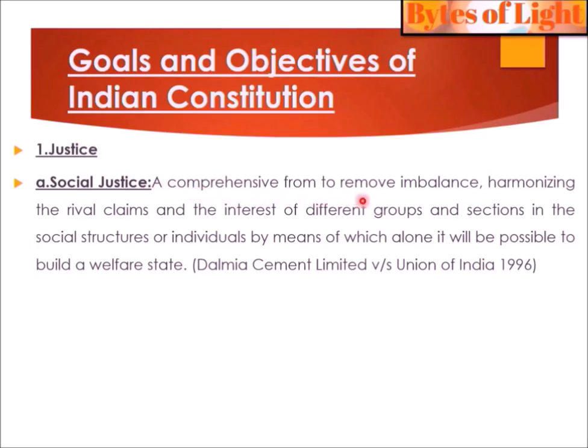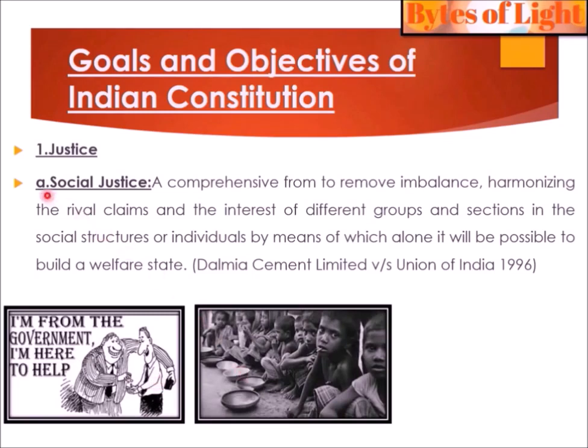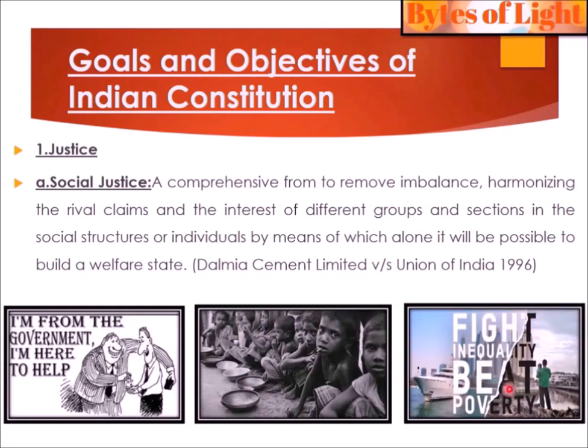It is a comprehensive form to remove imbalance and harmonizing the rival claims and the interest of different groups and sections in the social structures or individuals, by means of which alone it will be possible to build a welfare state. This was said by Supreme Court in Dalmia Cement versus Union of India 1990. That is, social justice is a comprehensive form to remove the imbalance and harmonizing, reducing conflicts among the rival claims and different groups and sections in the social structure or individuals, and only by this means a welfare state can be built. That is, a welfare state means the government is there to help its citizens, and we depend on social justice in order to remove the inequality and imbalance. That is, to reduce the imbalance, we need to have social justice.